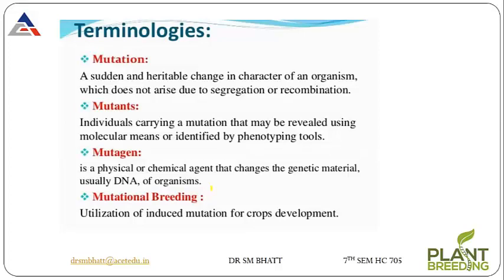Mutagen is a physical or chemical agent that changes the genetic material. It may be physical or chemical. The individual carrying a mutation will be called a mutant, and you can identify them using phenotypic tools. What is the principal identification of a mutation? It must be segregated in the next generation, so it must be heritable. So what is mutational breeding?